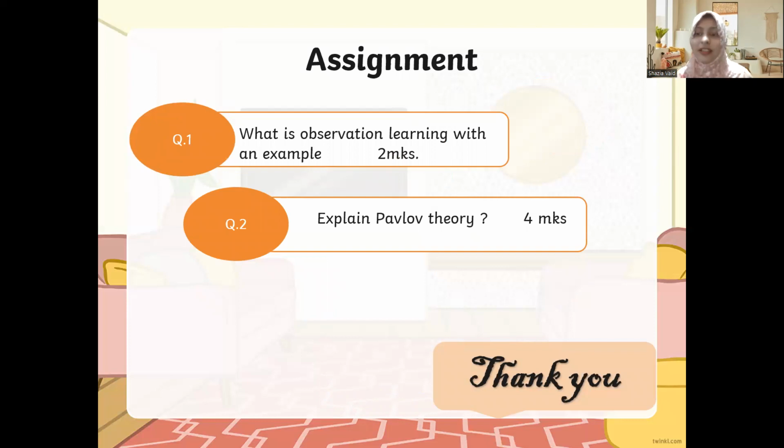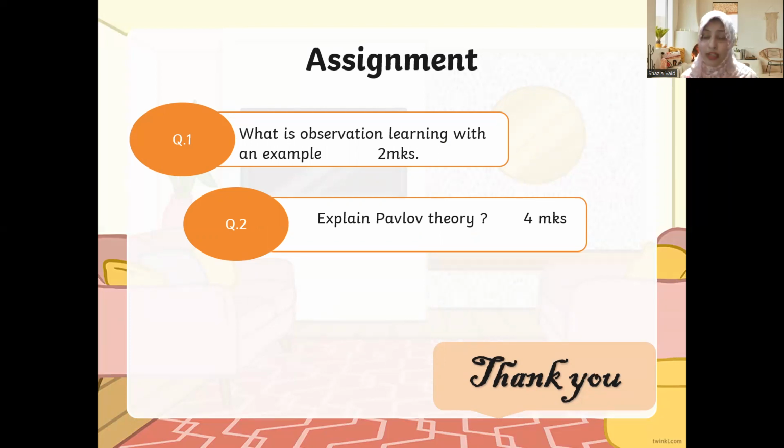Last, after this, my session is over. Now I'll give you an assignment, only two questions, which you have to write in your psychology notebook. I'm quite sure that you must have made a separate notebook for psychology. These are the two questions which usually come for the exam. These two questions I have taken from five years' papers. The first one is, what is observational learning with an example? So you have to explain what observational learning is and give one example. It usually comes for 2 marks.